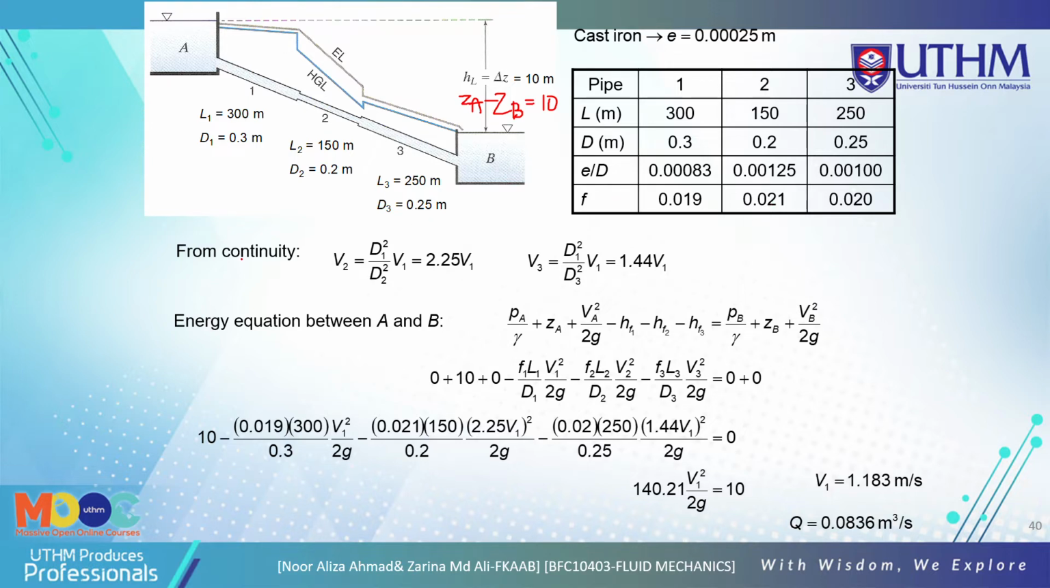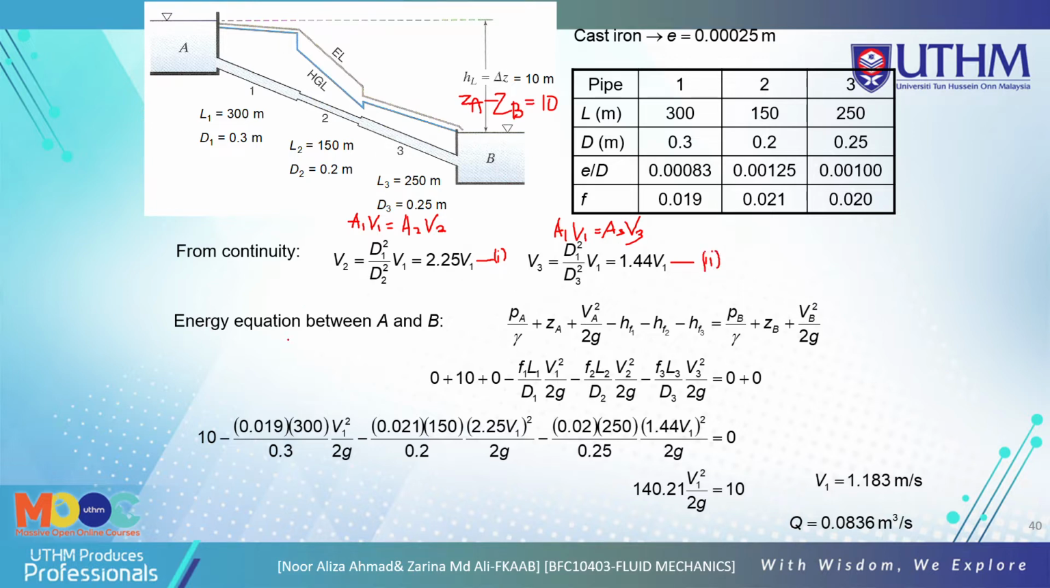Use continuity, because this is pipe in series. A1 V1 is equal to A2 V2, so you get velocity 2 in terms of V1. That is formula 1. Then A1 V1 is equal to A3 V3, so you get velocity 3 in terms of velocity 1. So you get this formula.